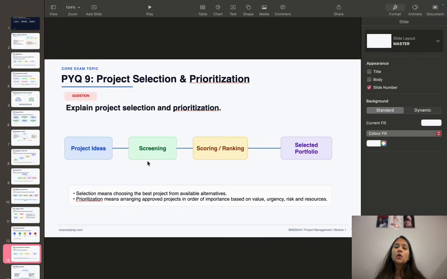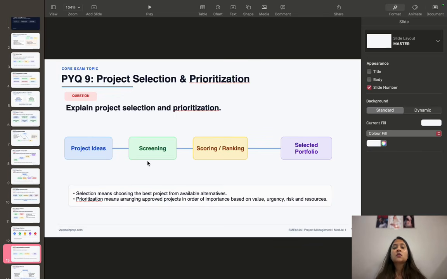So for which project you are going to give more importance is what project prioritization is talking about. The process starts with project ideas, then screening is done. After that, scoring or ranking is applied. Finally, the best projects are selected as a part of the project portfolio. Projects are prioritized based on value, urgency, risk, availability of resources, cost, and strategic importance.